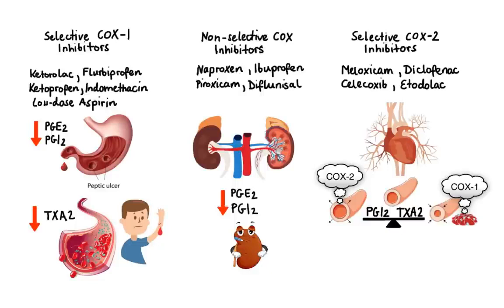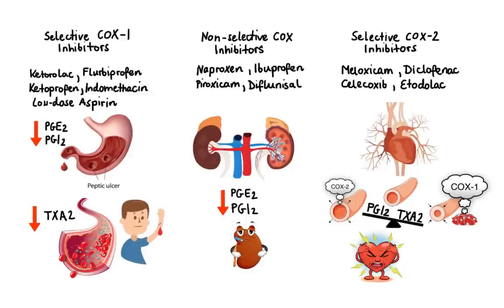of platelet aggregation. So now, the problem arises when selective inhibition of COX-2 tips the balance in favor of thromboxane A2 formation. This makes vasoconstriction and platelet aggregation more likely to occur. This in turn leads to increased risk of cardiovascular events, including myocardial infarction and stroke.